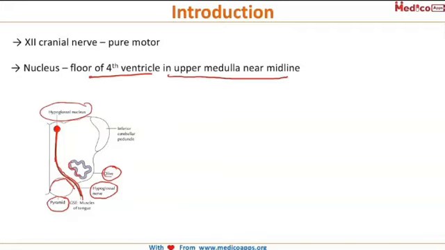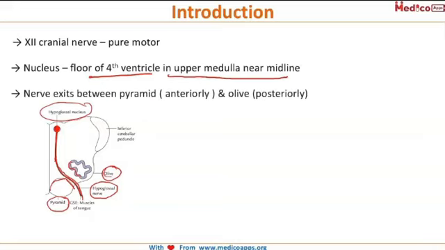It supplies the extrinsic and intrinsic muscles of the tongue, all intrinsic and extrinsic muscles except palatoglossus. Why not palatoglossus? Because palatoglossus is supplied by the vagoaccessory complex and not the hypoglossal nerve. So the nerve exits between the pyramid anteriorly and olive posteriorly.